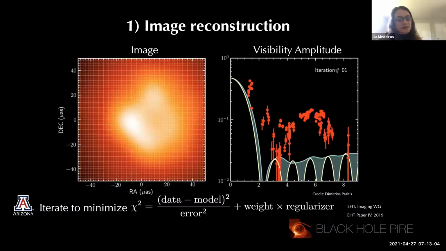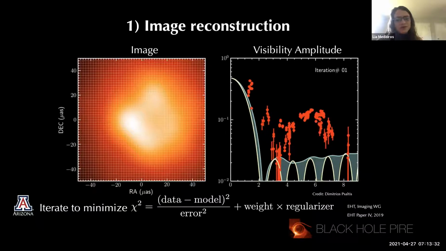So for example, some of these algorithms will use regularizers that will prefer the emission to be kind of localized in the center of the image, for example. Or other regularizers might prefer smoother images. They might minimize the gradient in the image, for example, which essentially just means that pixels close to each other will be very correlated. And so I'm going to take you through a few iterations of this software here.